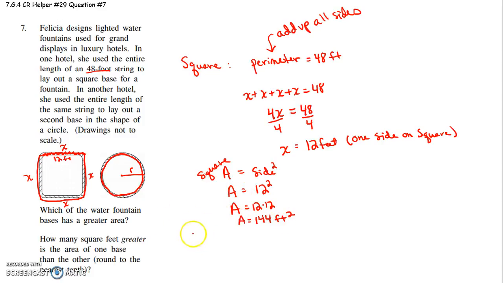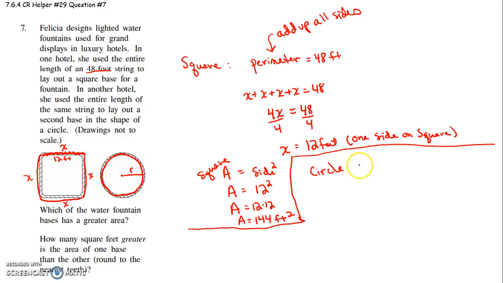All right, so now we have to handle the circle. Of course, I used up way too much space for the square. But now over here, I'm going to do the circle. Sorry about how I laid out my work here. So now for the circle, again, I'm given that the 48 feet goes around the outer edge. So that tells me the circumference of that circle is 48 feet.